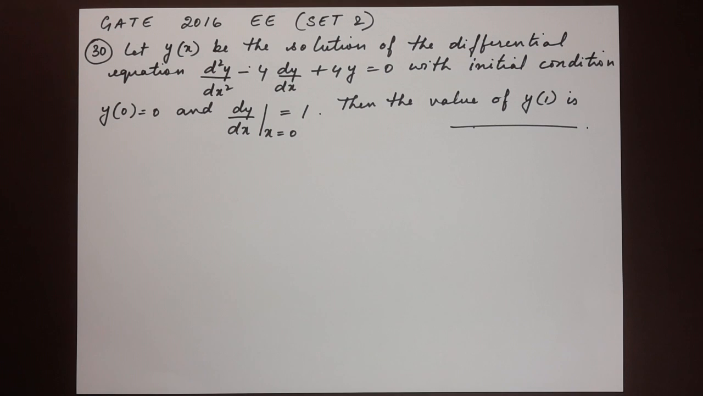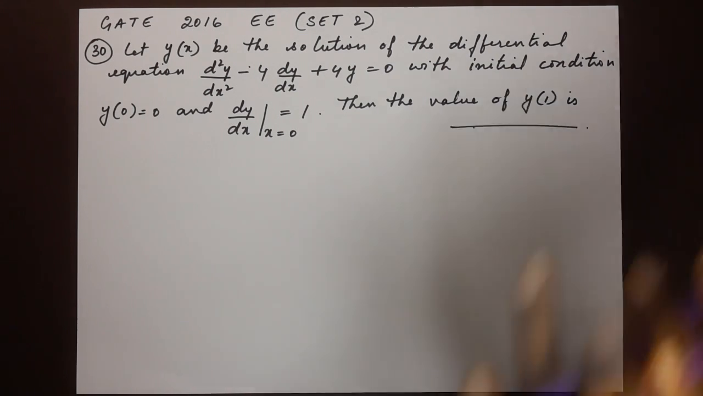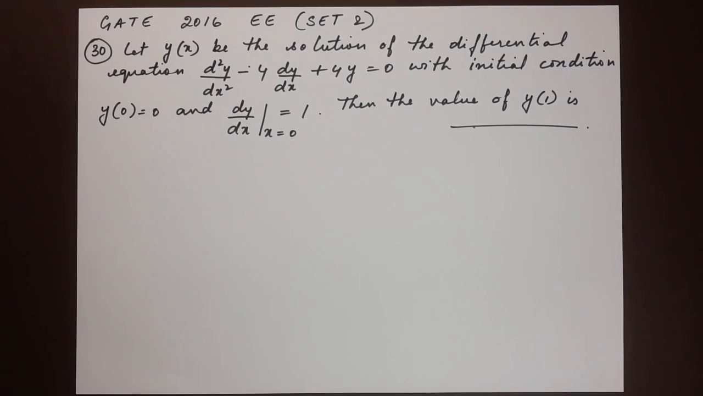Here's the next question, number 30. Let y of x be the solution of the differential equation d square y by dx square minus 4 dy by dx plus 4y is equal to 0, with initial condition y of 0 is equal to 0 and dy by dx at x is equal to 0 is equal to 1. Then the value of y of 1 is dash. Okay, so this is not a multiple choice question, so we have to work it all out.